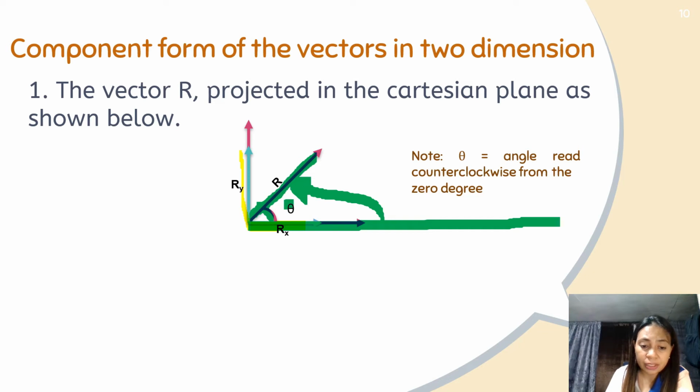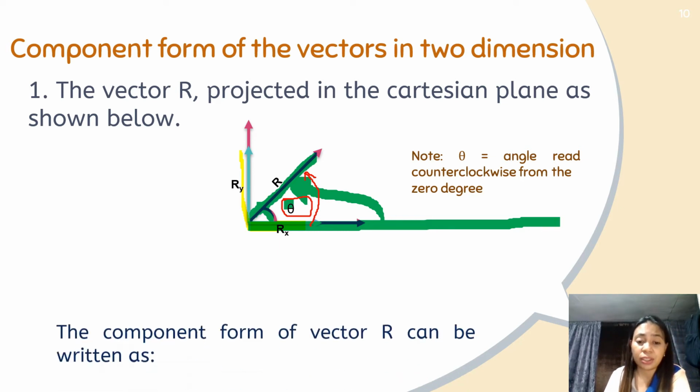Okay, let's see, so this one here, and that's counterclockwise. That is your theta. That's how you read your theta. It must be read counterclockwise from the 0 degree.